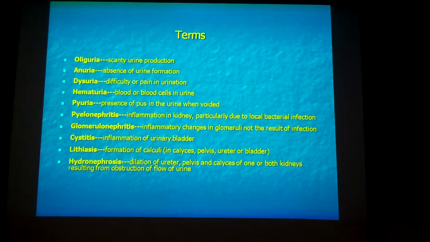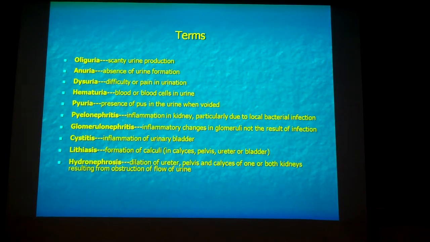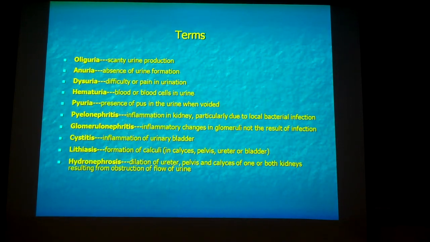Oh, almost forgot the terms. Here are a few terms you need to be familiar with. Oliguria, O-L-I-G means few or scant. So oliguria is scant urine production. Anuria means no urine production. A or an in front of a word means absence of. Dysuria, anytime you see dys in front of a word, it means bad or painful. So dysuria is painful urination.